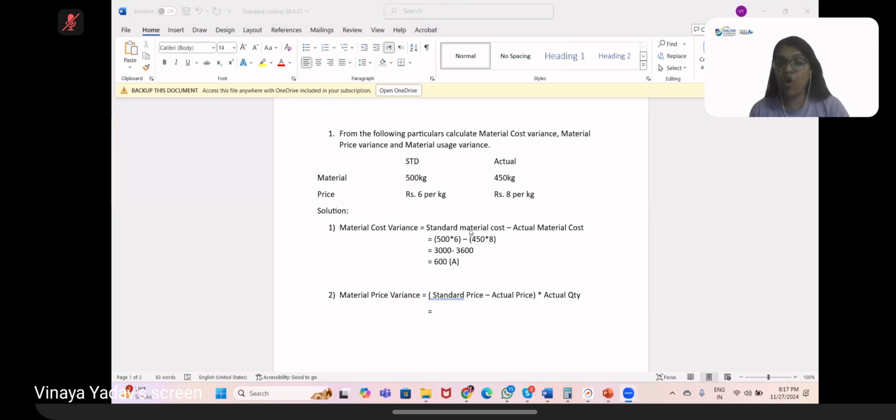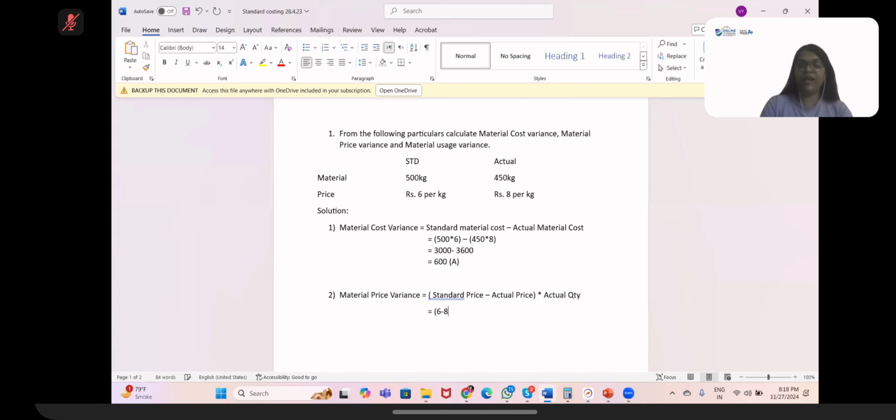प्राइस, ये कॉस्ट नहीं पूछा मैंने आप लोग को. दिस इज कॉस्ट, यहाँ पे पढ़िए कॉस्ट. आई एम आस्किंग प्राइस. वेरी गुड, इट इज 6. सुपर. सो स्टैंडर्ड प्राइस इज हाउ मच? 6 रुपीज. और एक्चुअल कितना है? 8 रुपीज. तो 6 माइनस 8 इंटू एक्चुअल क्वांटिटी. क्वांटिटी इज नथिंग बट द मटेरियल ओनली. तो कितना एक्चुअल क्वांटिटी है? दैट इज 450. सो इट इज 450 kg.